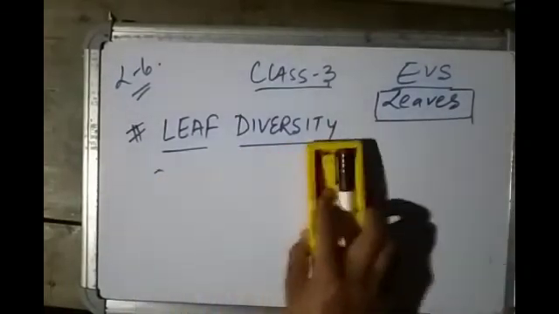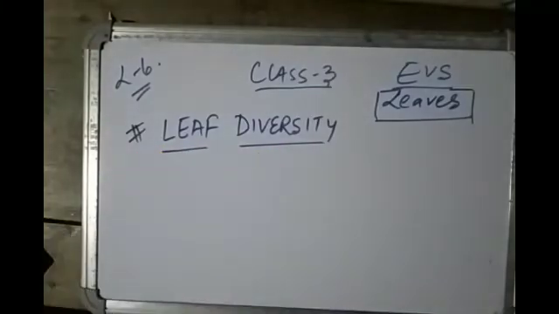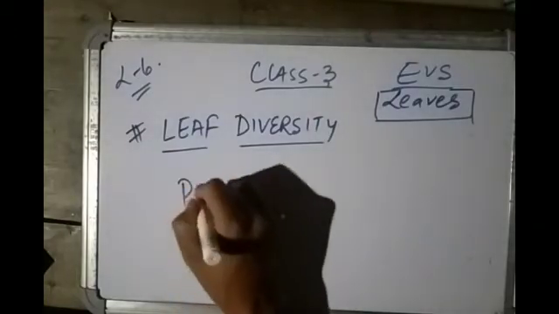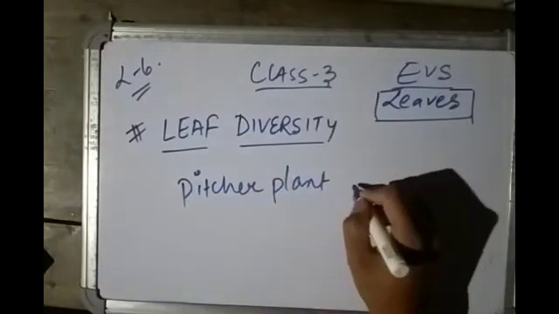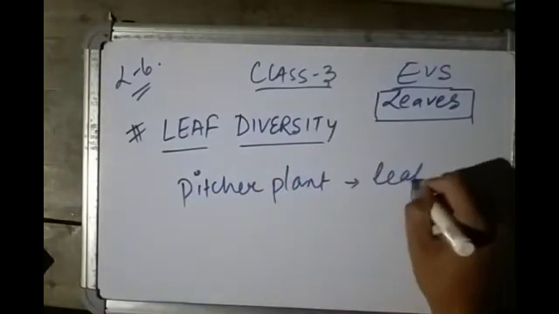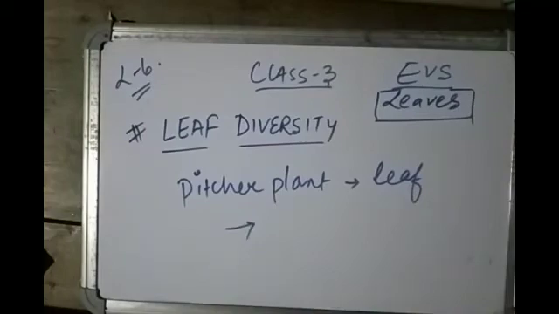So one important point is given in your textbook, page number 37, which is highlighted by yellow background. The leaf of pitcher plant. The leaf of pitcher plant looks like a pitcher.